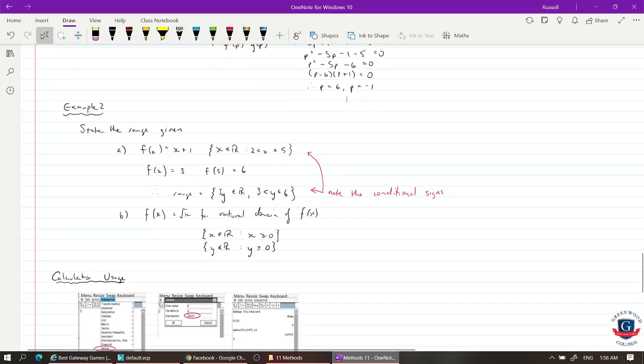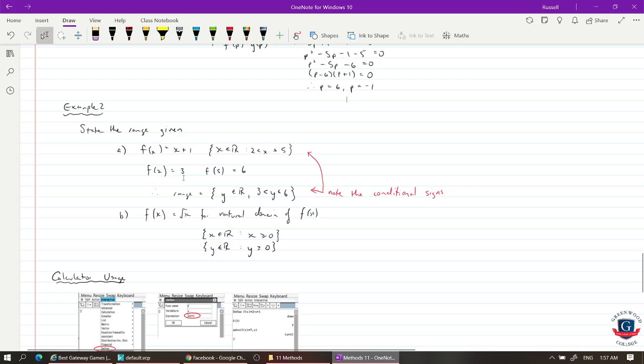Solved. Now for these ones we want to state the range given for each of these. So if we have f of x equals x plus 1, x is a member of real between 2 to x to 5. So we've been given the domain. We want to look at the domain of this function between real values of x between 2 and 5. So we're not interested in 1, 0, or x equals 6, x equals 10. The domain that we've been given, the range of values to look at for x, is only between 2 and 5, not including 2, but including 5.